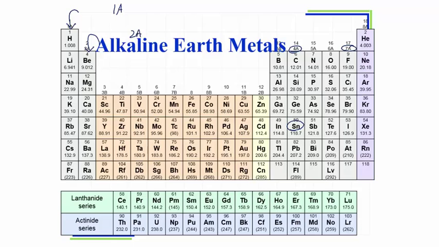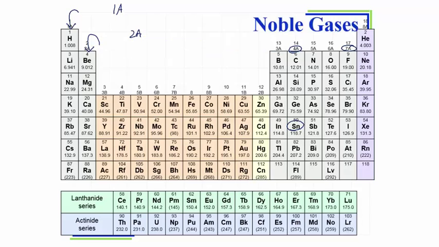Okay, so those are the alkaline earth metals. Alkaline means basic. When we're talking about acids versus bases, they are basic in their properties, and that's where they got their name. The next we have is the noble gases.